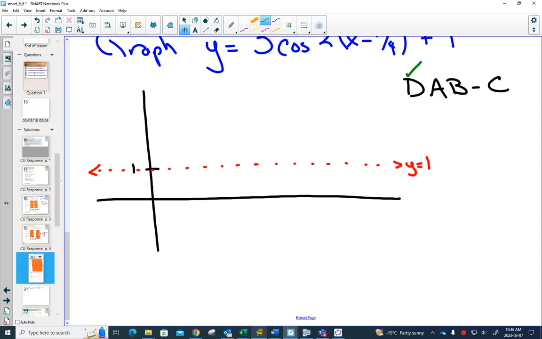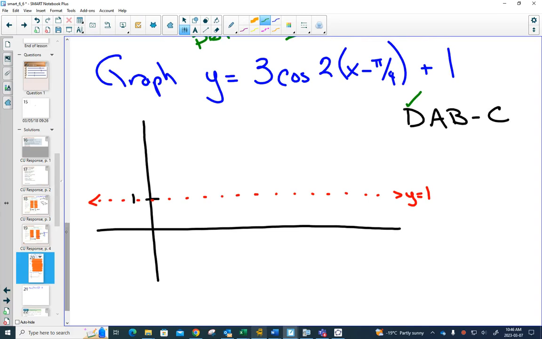Next is our A value. Our A value tells us our amplitude. In this question, our amplitude is 3. And one of the things that I do, I sort of look at the D and the A value together, because I need to figure out my scale here, where I'm going to draw my graph.